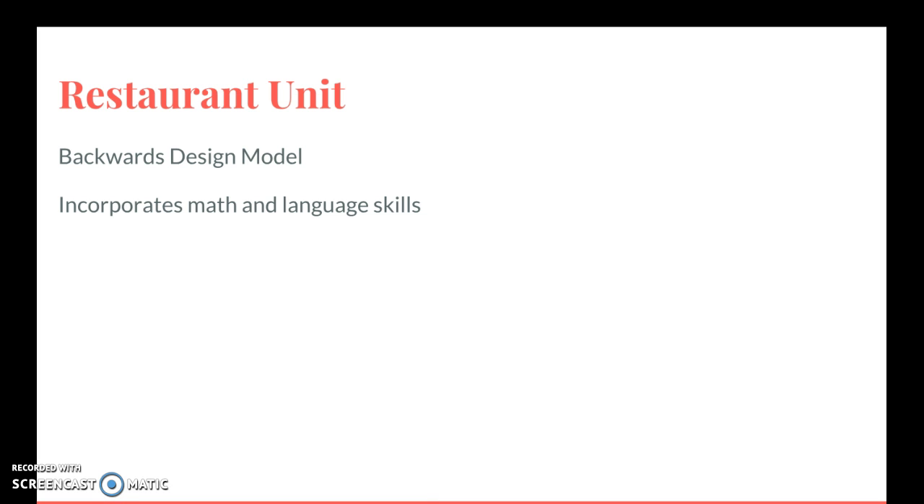I did a restaurant unit. I used the backwards design model when planning my unit. So I started thinking about what I wanted my students to learn, and my students have to learn in math finding percent of a number. So I thought calculating tip, finding 10, 15, and 20% of their total would be good practice with that.